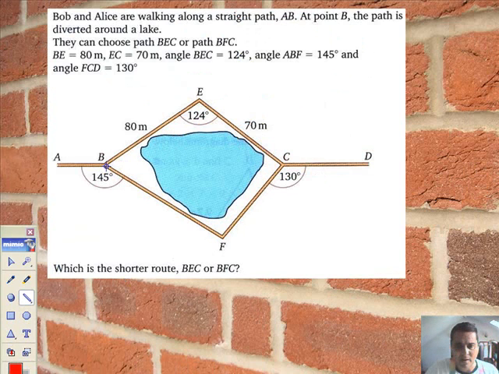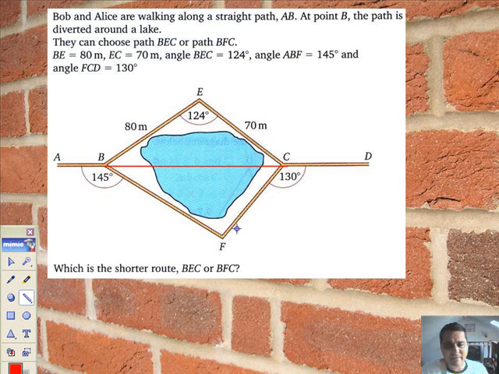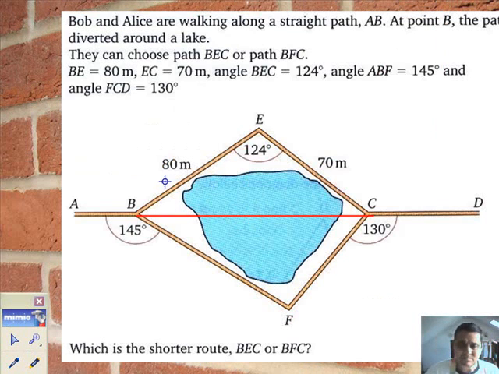Now look, this is a straight path going across the middle like so. I want to work out the length BF and the length FC and compare the total length BFC with the length BEC and see which is the shorter path. Now what have I got? I've got a length here and a length here and an angle, and I can work out the length B to C using the cosine rule. I can do that, that's for sure.